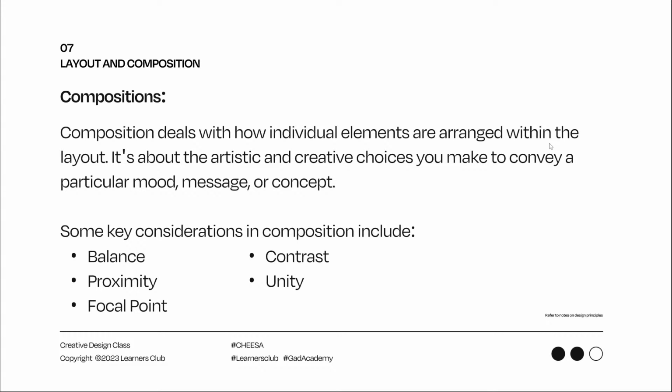Grouping like terms together, so the text should be on one side, the image on one side, like that. Proximity. We have focal points, where you put more emphasis. You have contrast. Contrast is helping differentiate between what's important and what's least important. And then unity.